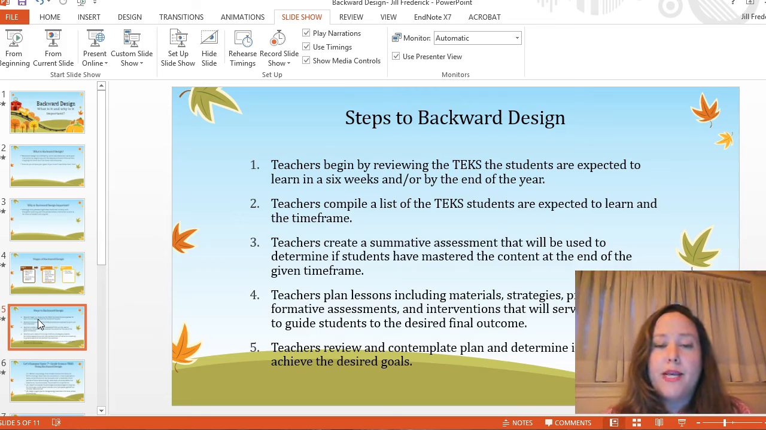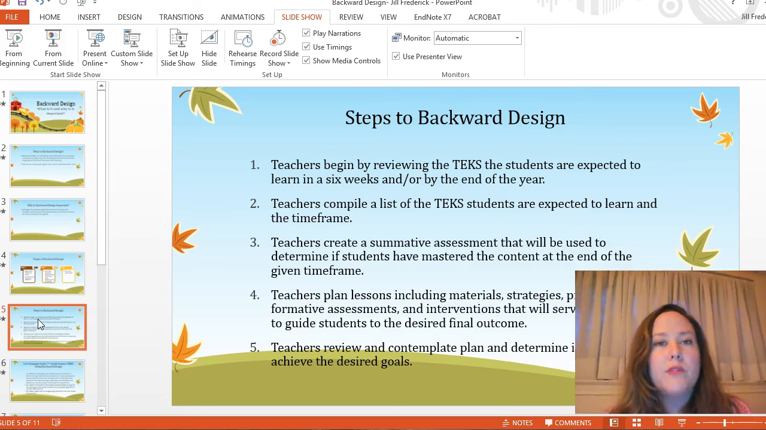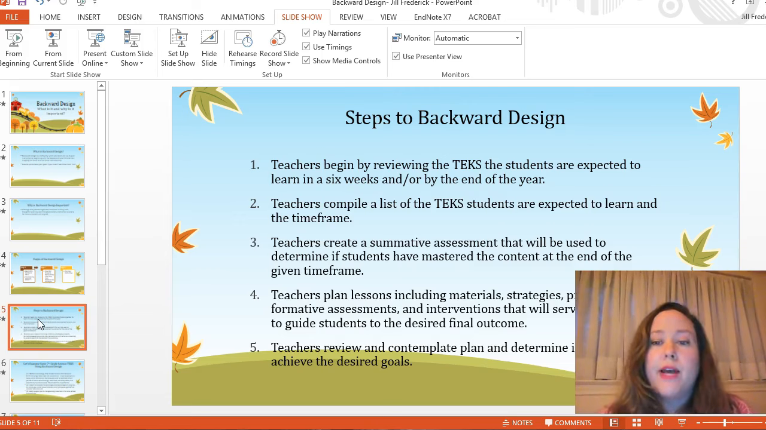Step 4, teachers plan lessons including materials, strategies, that's your teaching strategies, projects, formative assessments, which is very important because formative assessments inform us on how the kids are progressing, and they also inform our reteaching component as well to help those students who need some review, as they all do, and also to identify their strengths and weaknesses along the way. And your interventions. What are you doing for those students that are struggling? What components do you have in place to ensure that those kids don't get left farther behind? That will serve as a roadmap to guide students to the desired final outcome.